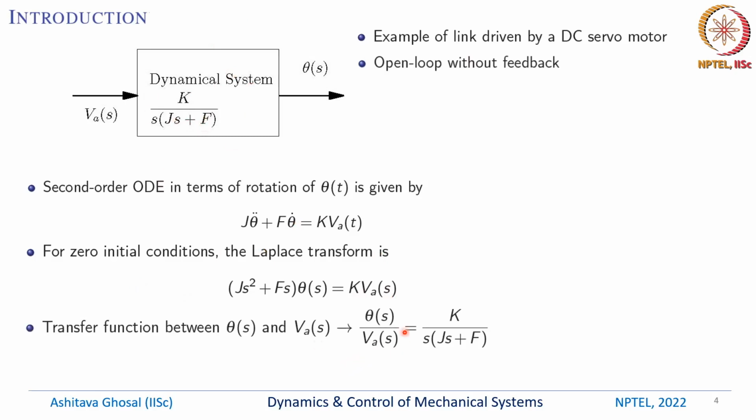So the transfer function between theta s and Va s, theta s divided by Va s, is k divided by s into (js plus f), which is exactly what is shown here. The roots of the denominator, which is s into (js plus f), are 2. It's a quadratic equation. So we have one root which is s equals 0 and the other root which is s equals minus f by j.